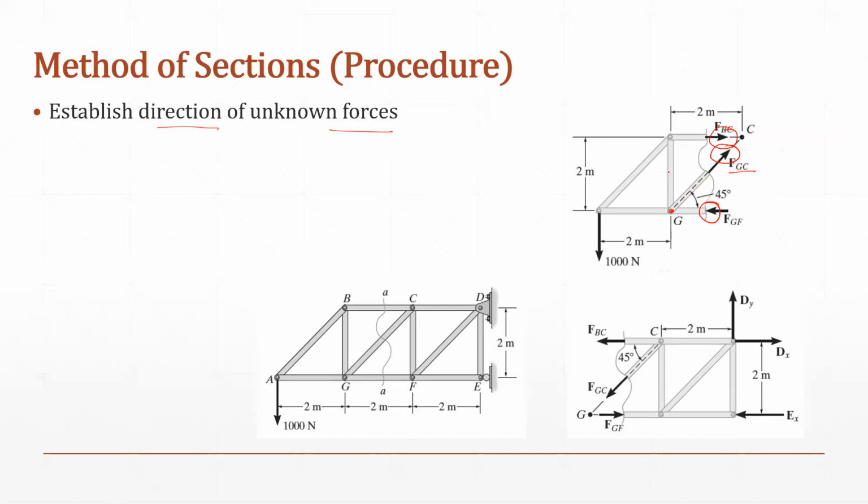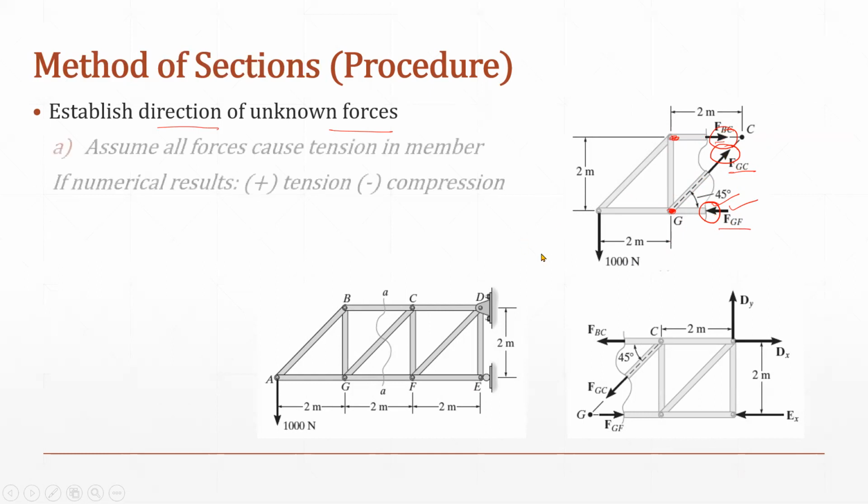Similarly, for the force in member BC, we have again assumed that this force will be in tension. You can see the arrow is pointing away from the joint. Similarly, if we look at the sense of force FGF, in this case the arrow is pointing towards joint G, which means we have assumed that the force in member GF will be in compression. So we are just guessing the direction in the member.